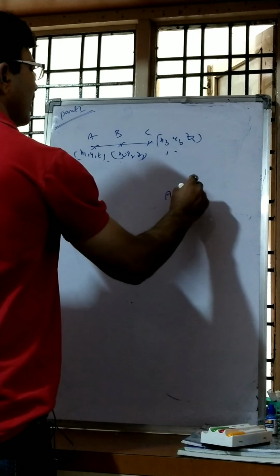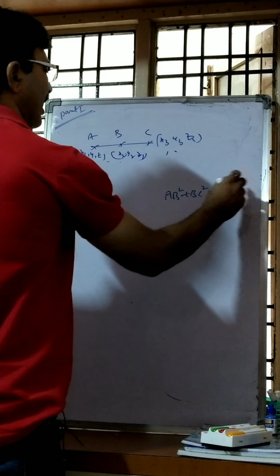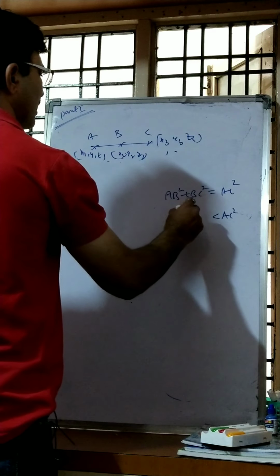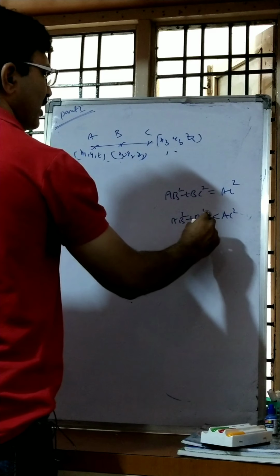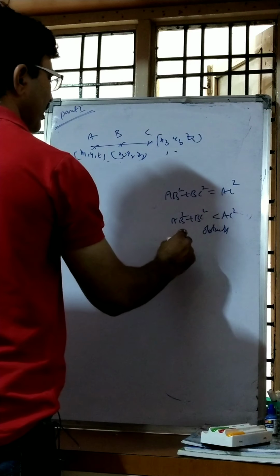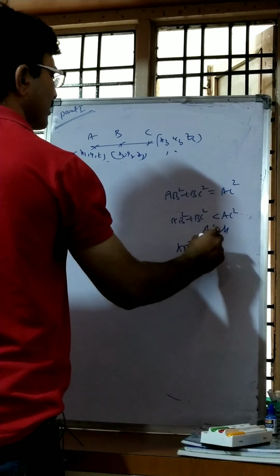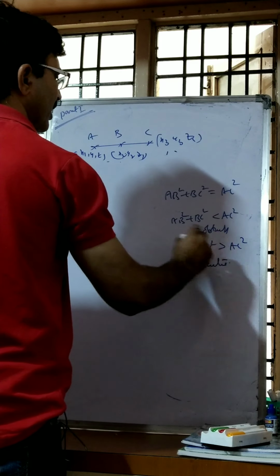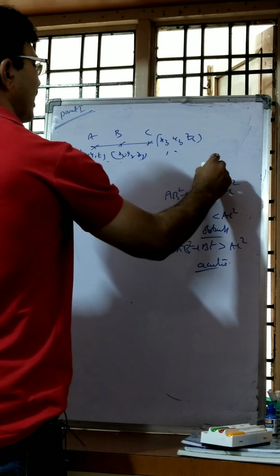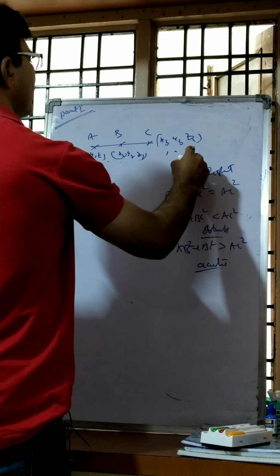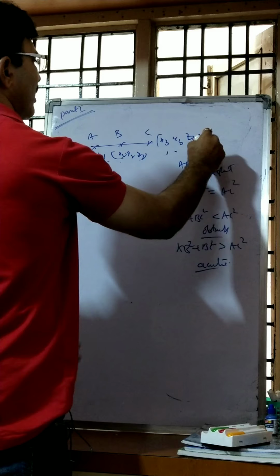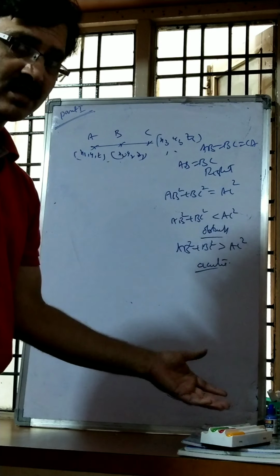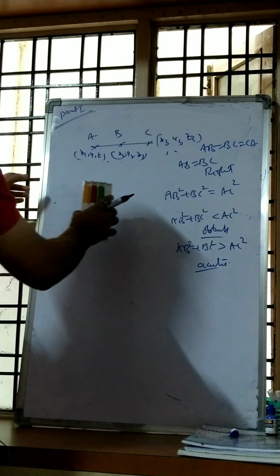Suppose AB square plus BC square is equal to AC square, right angle triangle. If it is like this, AC square greater than AB square plus BC square, then it will become what? Obtuse. And if AB square plus BC square is greater than AC square, this is what? Acute. Right, this is obtuse, this is acute, this is right angle. AB is equal to BC, isosceles. AB, BC, CA equal, equilateral triangle you can say. Right, related to triangles also you can talk.